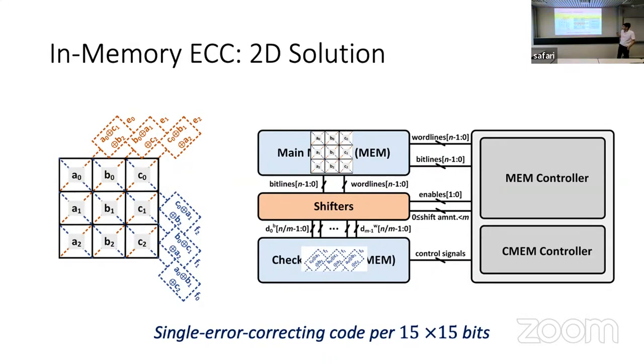So if you're looking only for 1D operations, the previous solution will work. But if you also want to support 2D operations, then there's this more complex solution that involves different periphery that enables that as well.